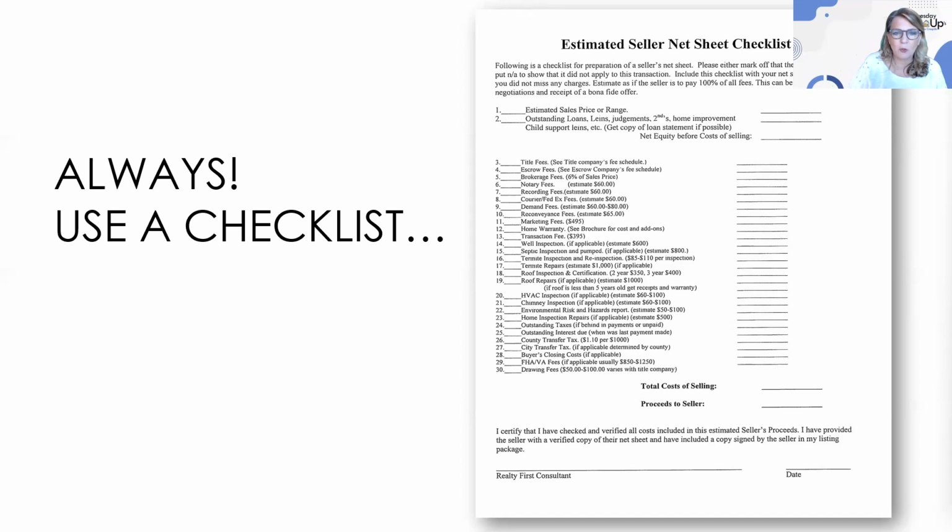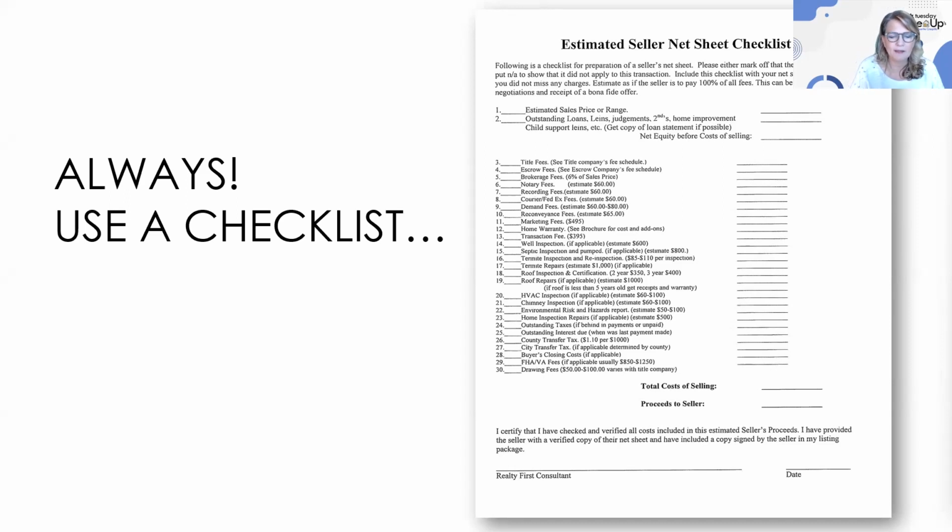Is it going to require a roof inspection and a certification? You're going to estimate that. Are there going to be roof repairs that might be needed? Estimating that, right? HVAC inspection, is that going to be required or not? Chimney inspection. The new one now is environmental risk and hazards report. That is typically required. It's $100.